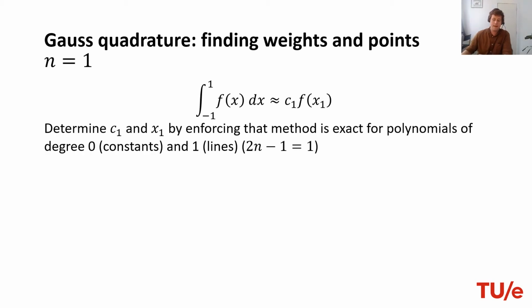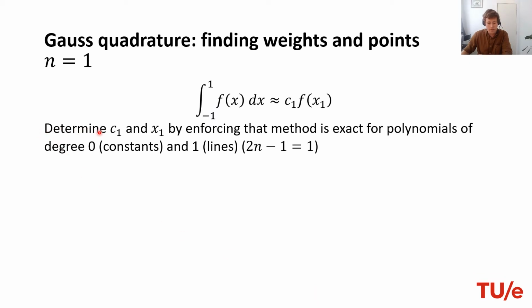So let's look at an example, because that will be very illustrative in how these Gauss quadrature rules actually work. So we want to find the weights and points, and we will make a single point Gauss quadrature rule. So this means that we only have one term here. So we evaluate the function f at one point x1, which will be between -1 and 1. So that's this standardized interval that I mentioned in the previous slides.